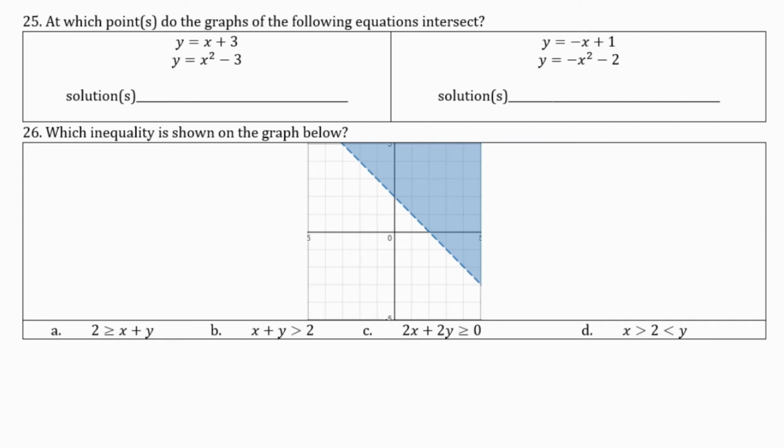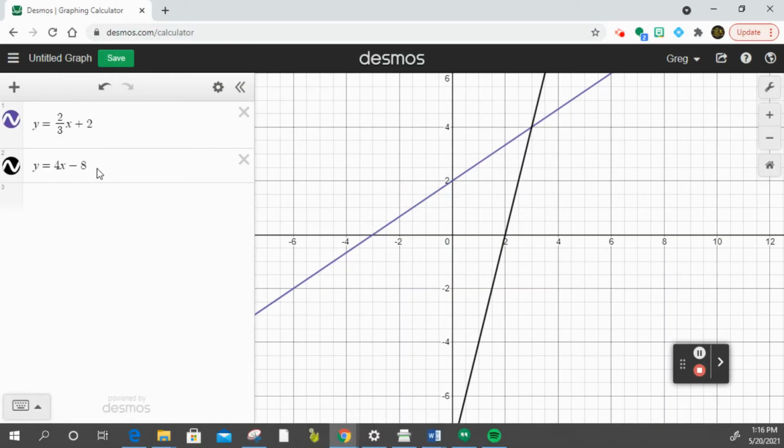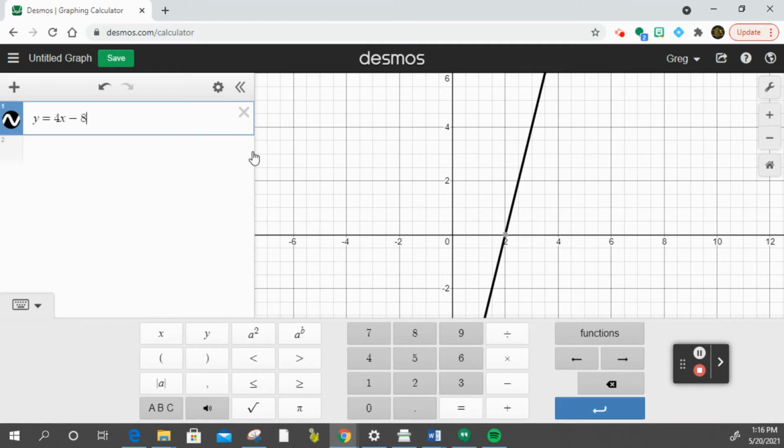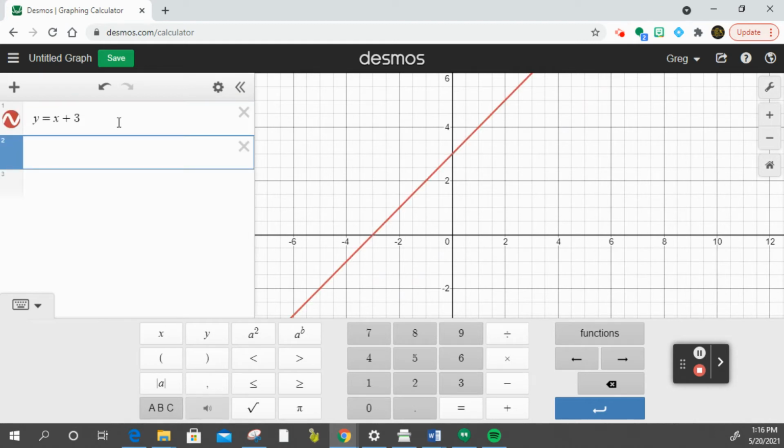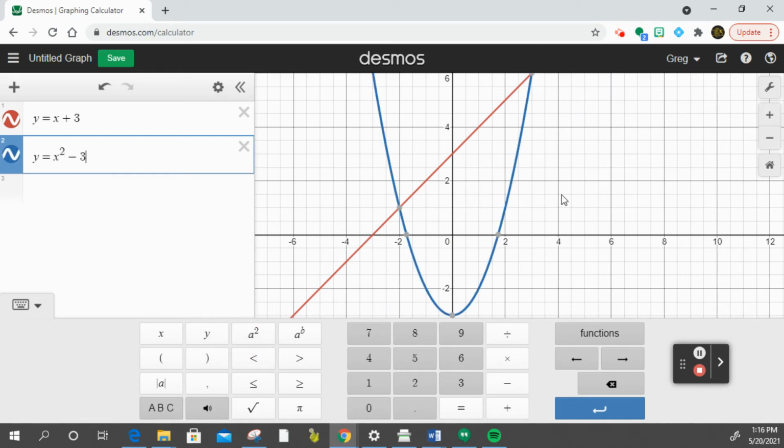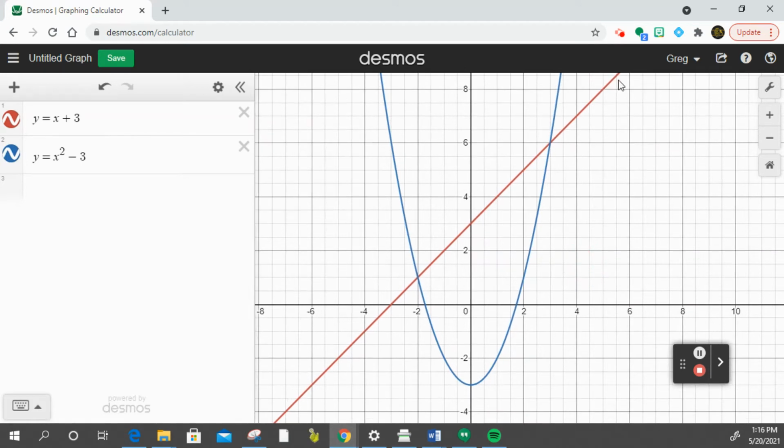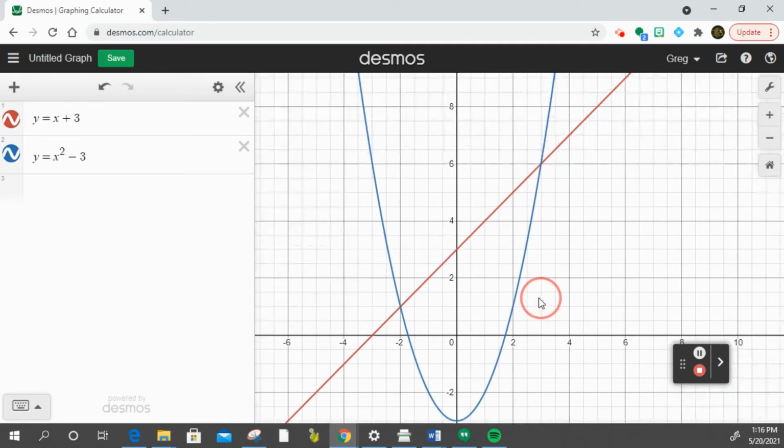Our trusty Desmos. So let's go ahead and type in our 2 problems in Desmos. Our first one is y equals x plus 3. Our next one is y equals x squared. Remember to go to the keyboard for that guy. Minus 3. So we have a line crossing with a parabola. As you notice, it crosses in 2 places. So we have 2 solutions.